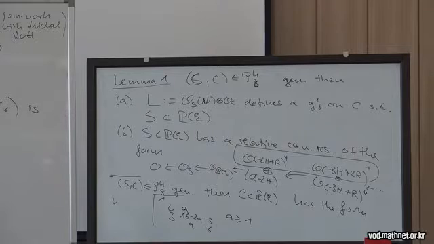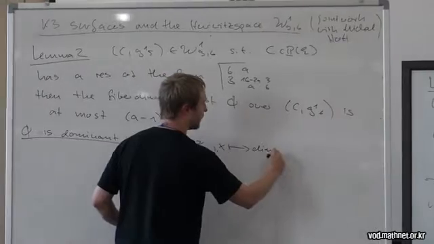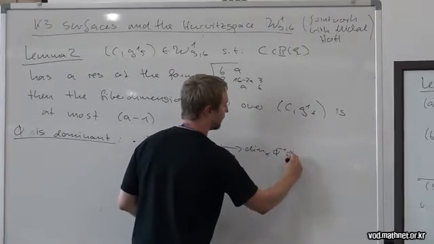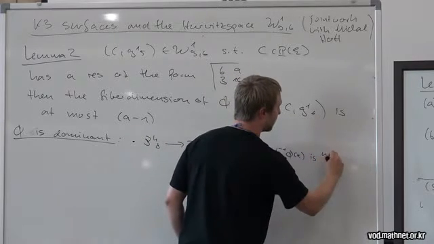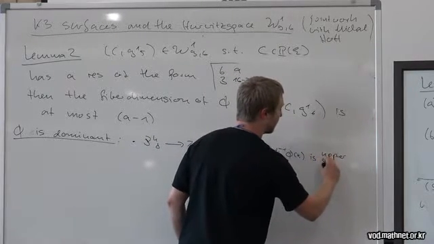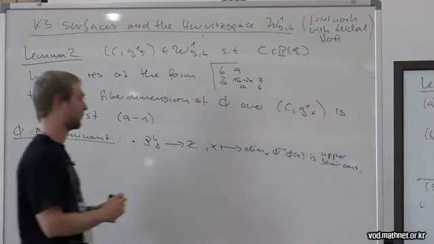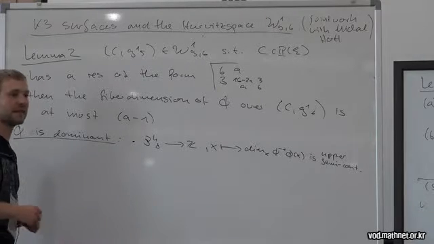So therefore, note that the map phi from X to Z, sending a point x to the local dimension at x of phi inverse of phi of x, is upper semi-continuous. Yeah, this is true because this is a nice variety.